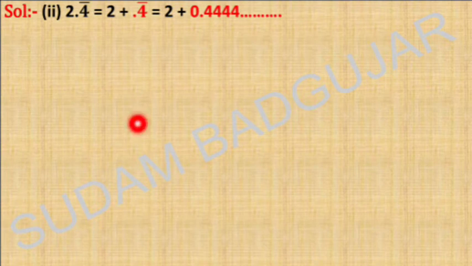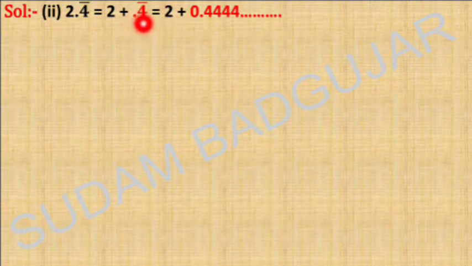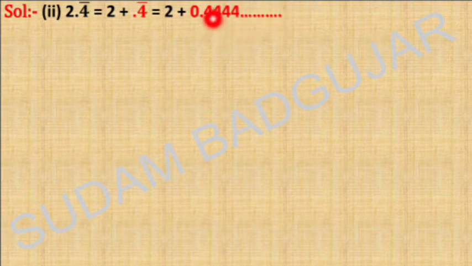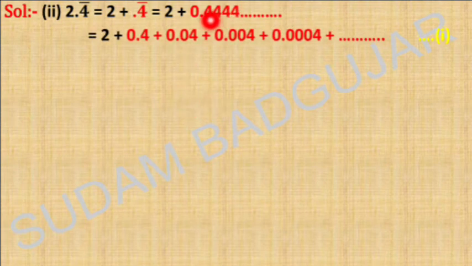Now the next question is question number second. 2.4 bar is equal to 2 plus 0.4 bar. How much is 0.4 bar? That is 0.444, and that number we can split in terms of sum of infinite terms, that is 2 plus 0.4 plus 0.04 plus 0.004 plus 0.0004. Suppose this is equation number 1.